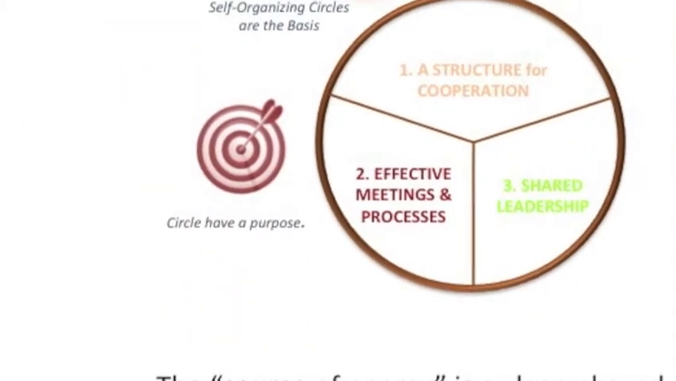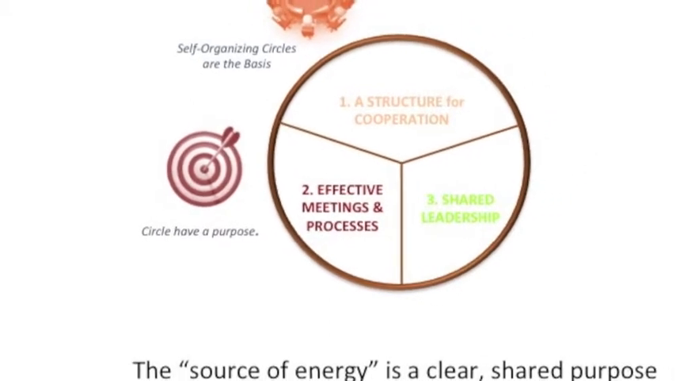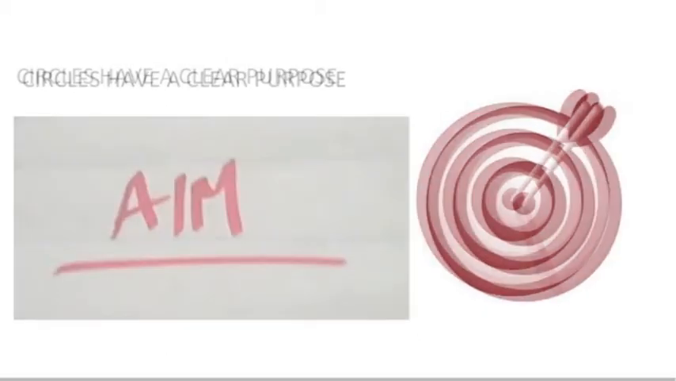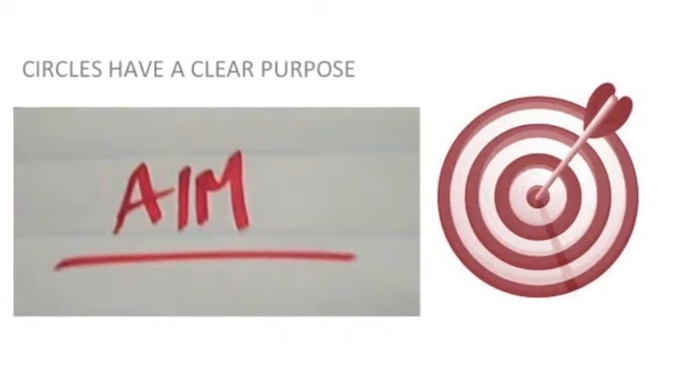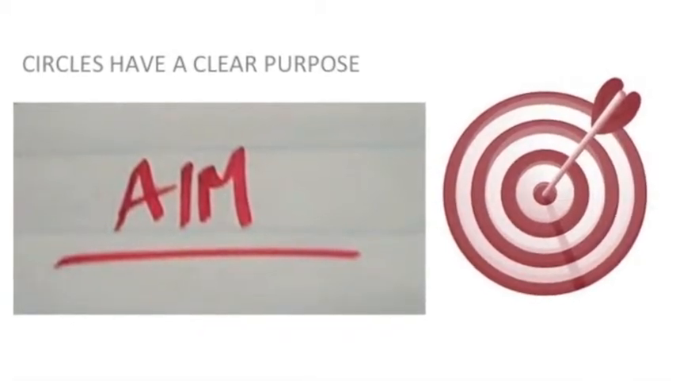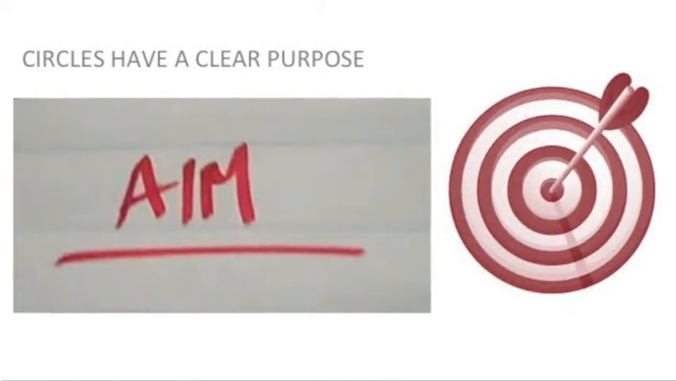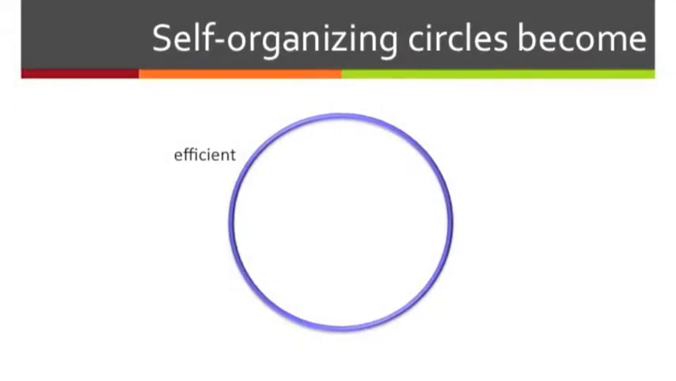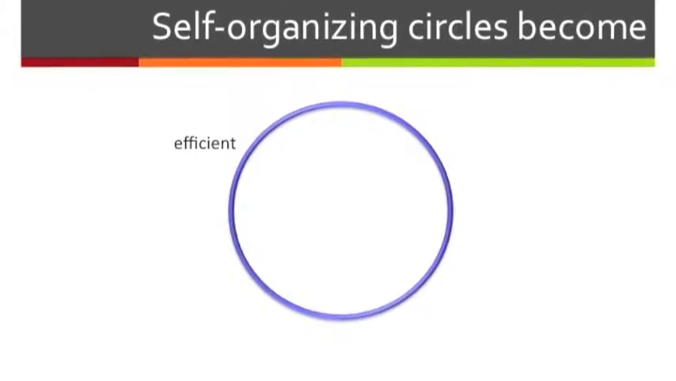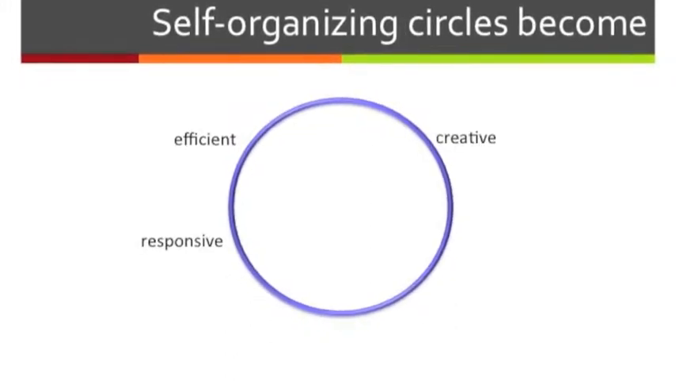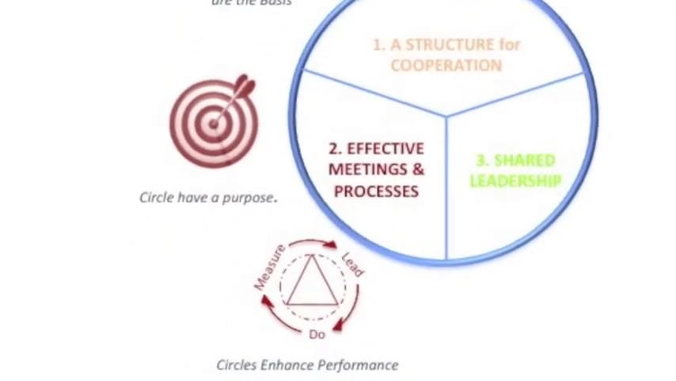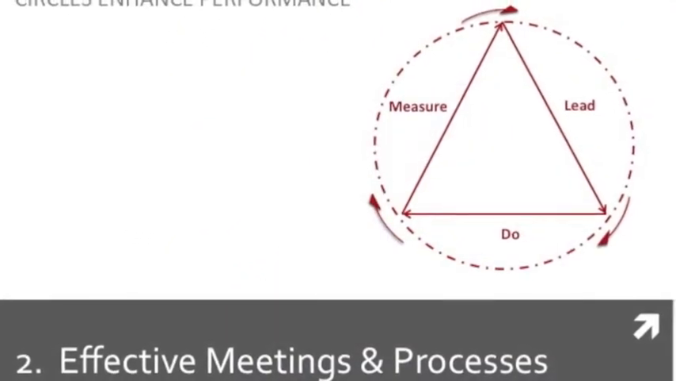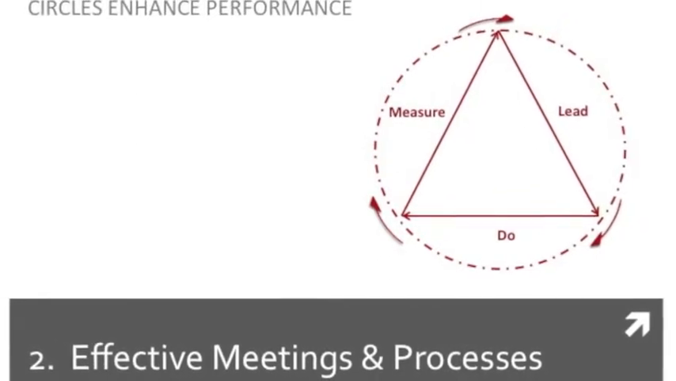Another condition for self-organizing circles is a clear and shared purpose. We call this clear shared purpose the vision, mission, and aim. The aim defines specifically what the circle will produce and helps keep the process on track. A circle's aim is measurable. Self-organizing circles become efficient, responsive, creative, accountable, and continually improving. Circles measure their results to enhance accountability and to allow for continuous improvement.